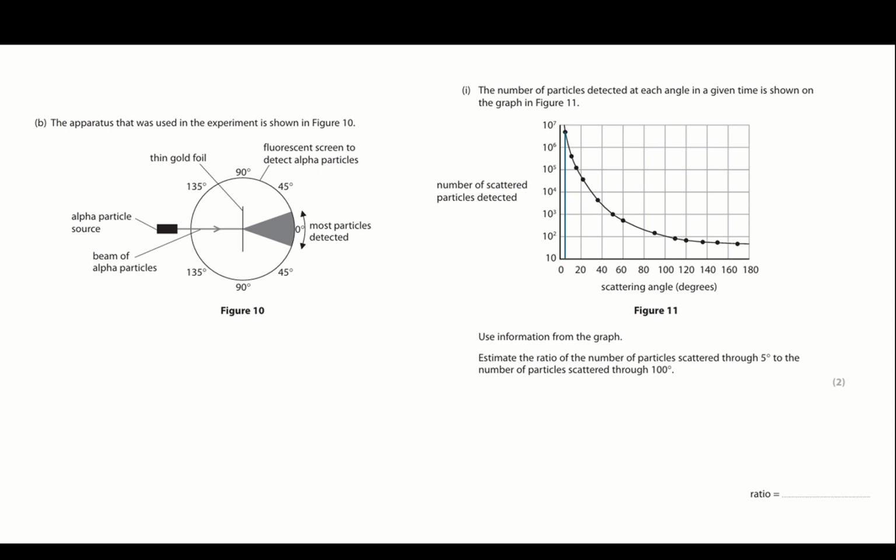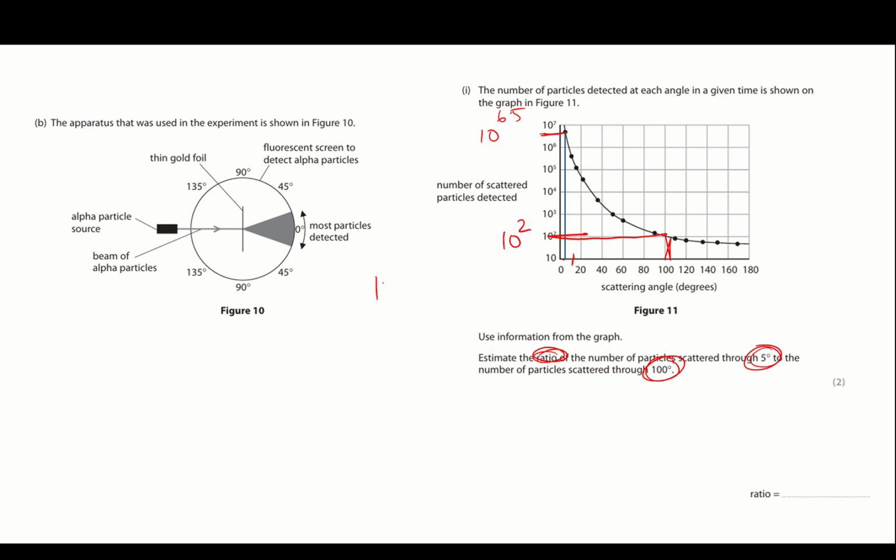The apparatus was used, and we can see we've got these different angles. So most particles were detected in this area, and then we've got a graph showing the number of particles for each of these angles. It says, use information from the graph to estimate the ratio of the number of particles scattered through 5 degrees to the number of particles scattered through 100. So 5 degrees is here, and we can see that's 10 to the power of 6.5. 100 degrees, I'm going to read across there, we can see that's 10 to the 2.